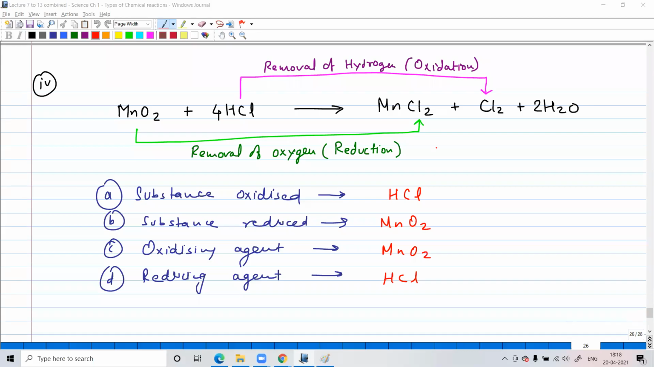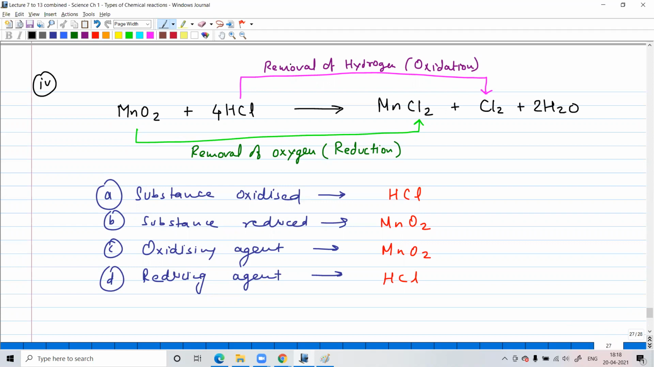Fine. So we'll just go through this example again just to refresh your memories of what we were discussing. This is the last example which we did yesterday. Manganese oxide and hydrochloric acid reacting to give you magnesium chloride, chlorine, and water. So what happened here? Hydrochloric acid got oxidized and it became chlorine. Why did it happen? Because hydrogen was removed, and removal of hydrogen indicates that oxidation has happened.